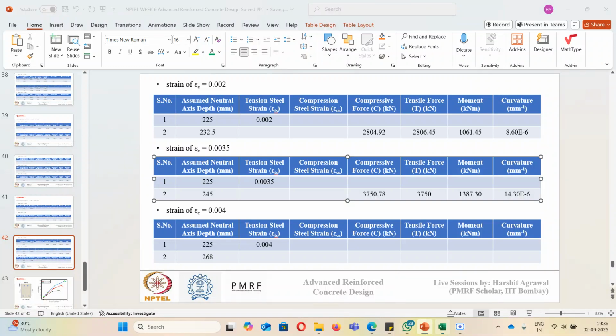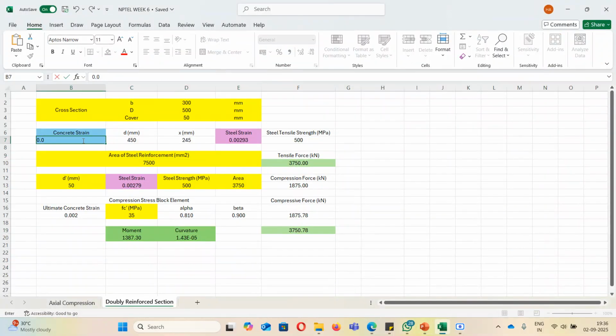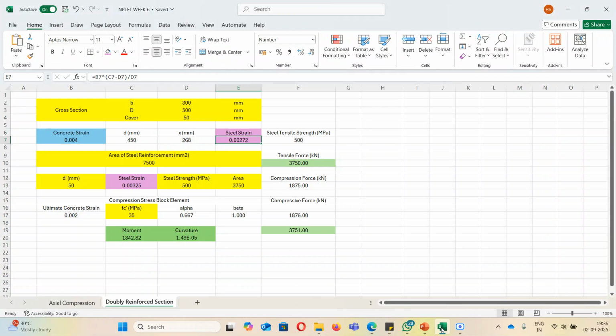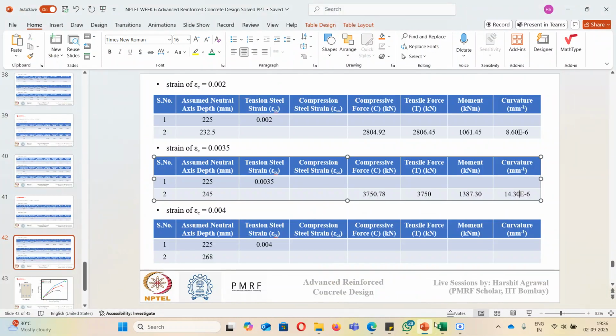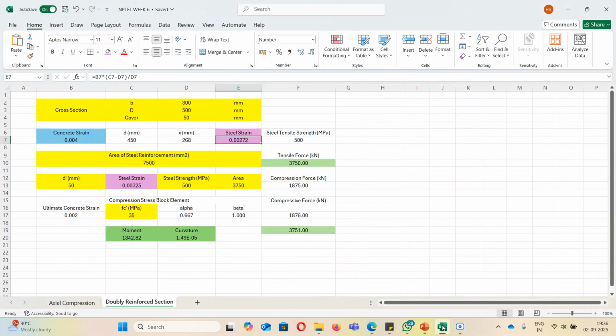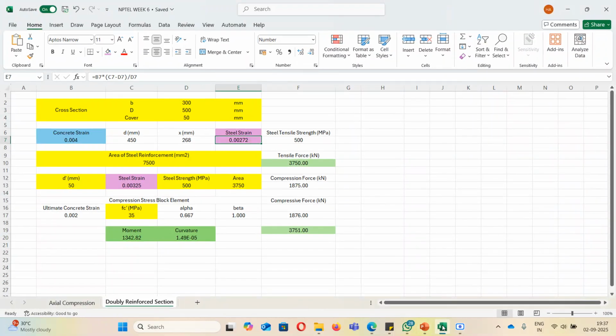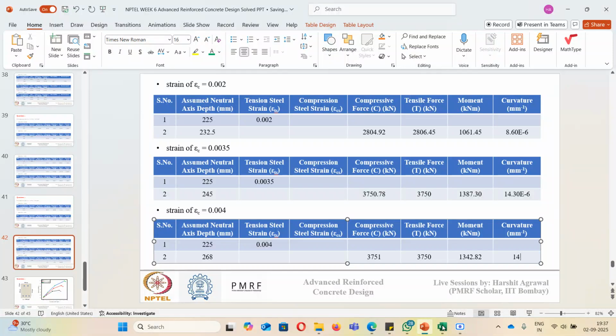Okay, and finally when we go beyond the ultimate strain of concrete, the neutral axis depth for equilibrium is 268. Now the total compression force is 3751, total tension force is 3750. Moment capacity drops to 1342.82, and the curvature also increases further to 14.9 into 10 to the power minus 6.